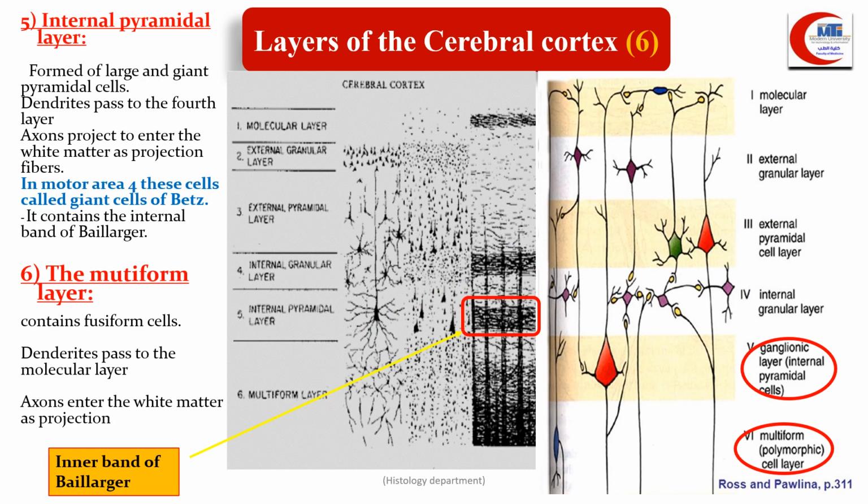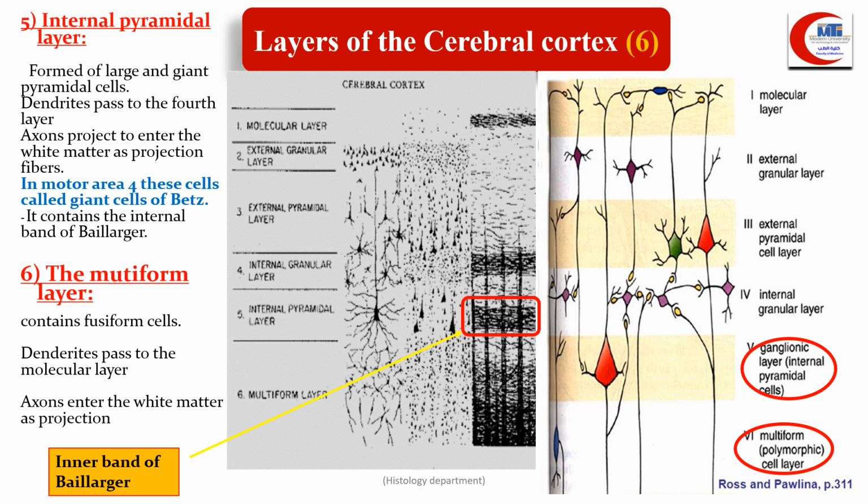What about the internal pyramidal cell layer? This is the fifth layer in the cerebral cortex. It is formed of large cells, which are pyramidal cells, large and giant pyramidal cells. Dendrites pass to the fourth layer. Axons project to enter the white matter as projection fibers. In motor area 4, these cells are called giant cells of Betz. This is the name of the giant cells in the motor area 4. It contains the internal band of Baillarger.